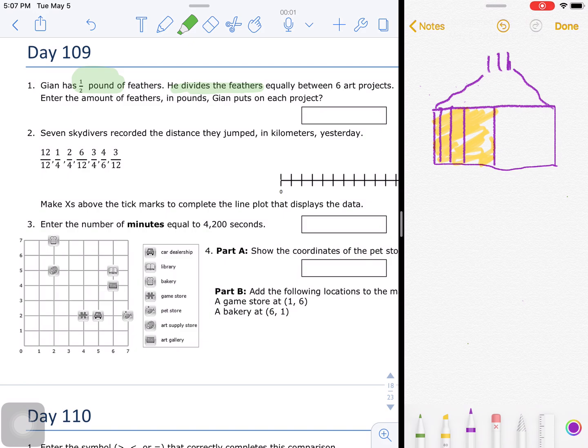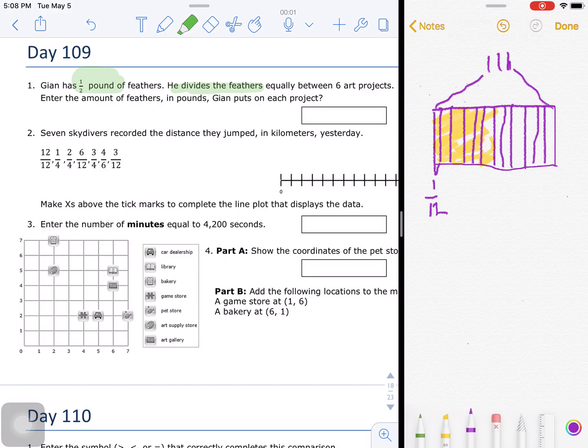So we'll do that. Now, the question says, how many pounds are in each project? Well, we need to think in terms of the entire pound. So we only have half of a pound, but if we broke each half into 6 pieces, how many pieces are there altogether? Well, there are 12, so one of these would be 1/12, and it's 1/12 of a pound.